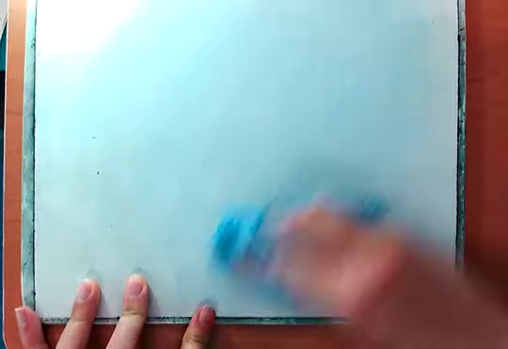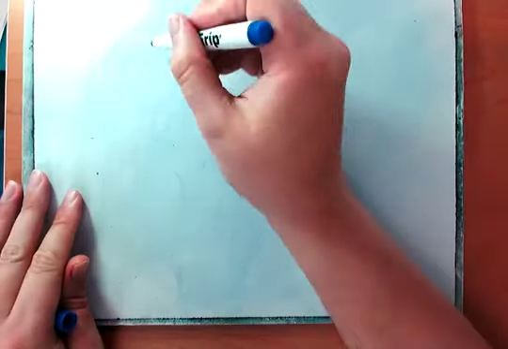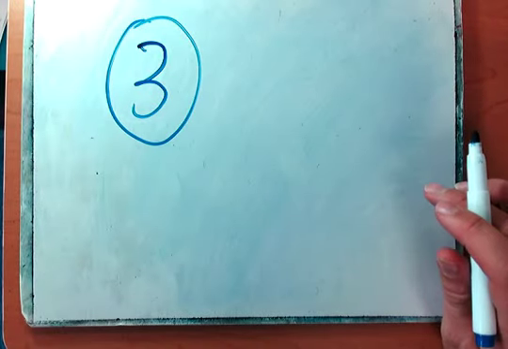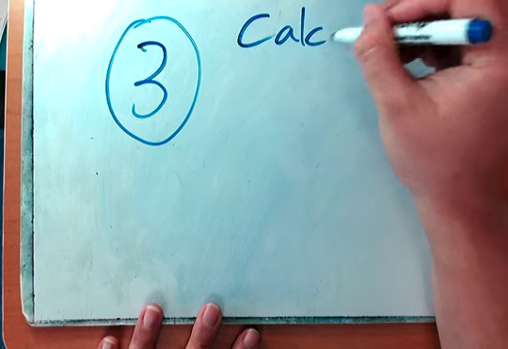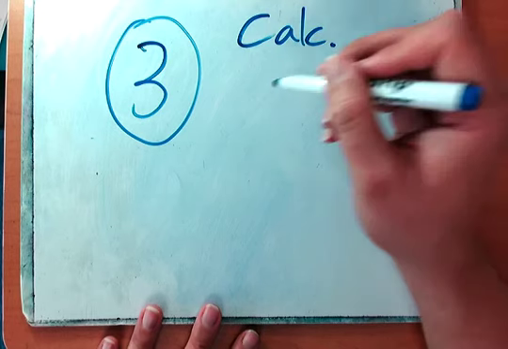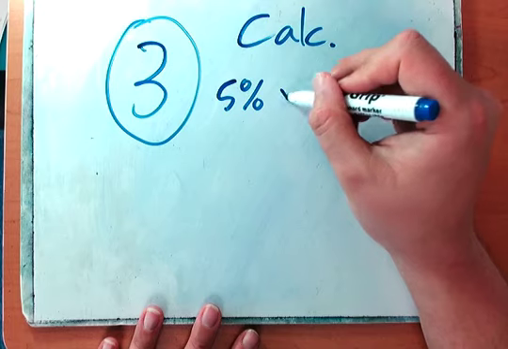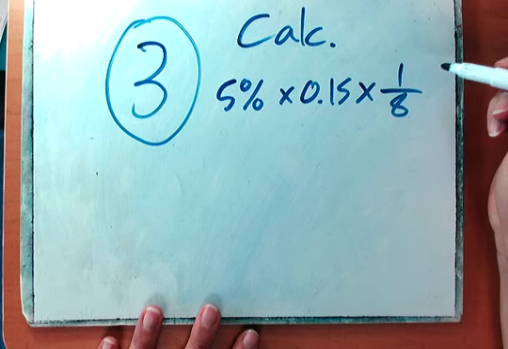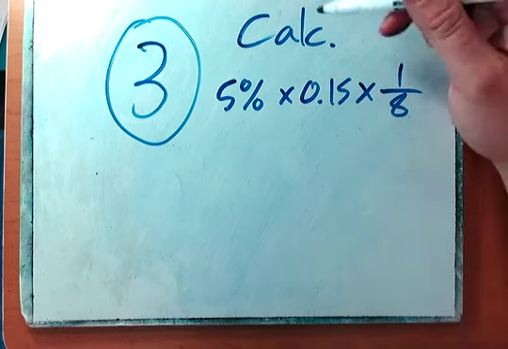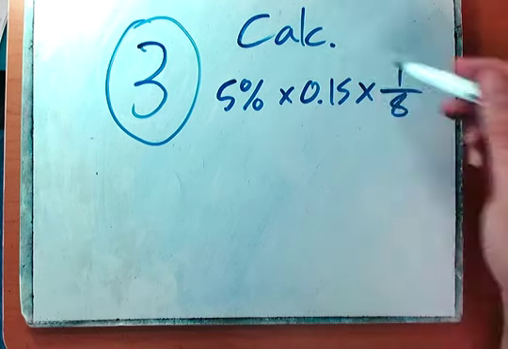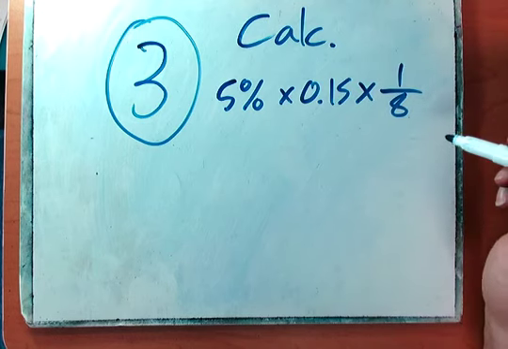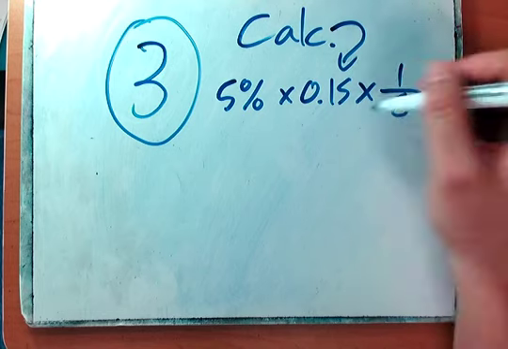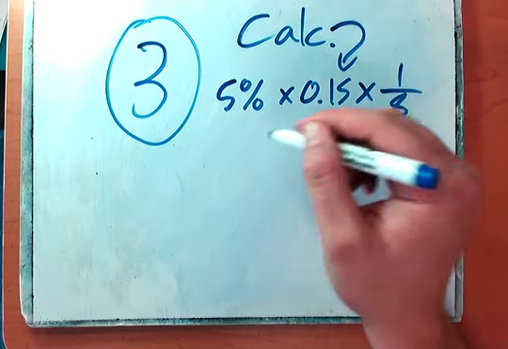So let's erase that. We'll go into question 3. So question 3 you can do in a couple different ways, but the easiest one is with your calc. You can use your calculator. 5% times 0.15 times 1/8. Really what I'm testing you with here is your ability to convert these different things into something that's usable. Your calculator always speaks in decimals, this language. So how do we get from percent to decimal?